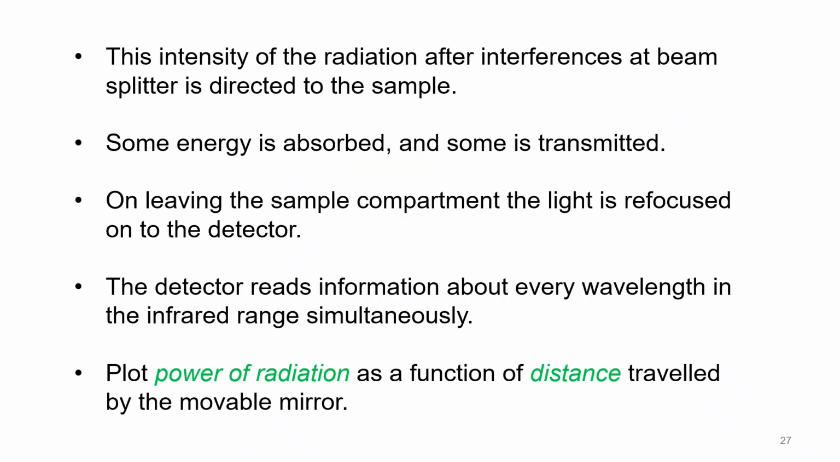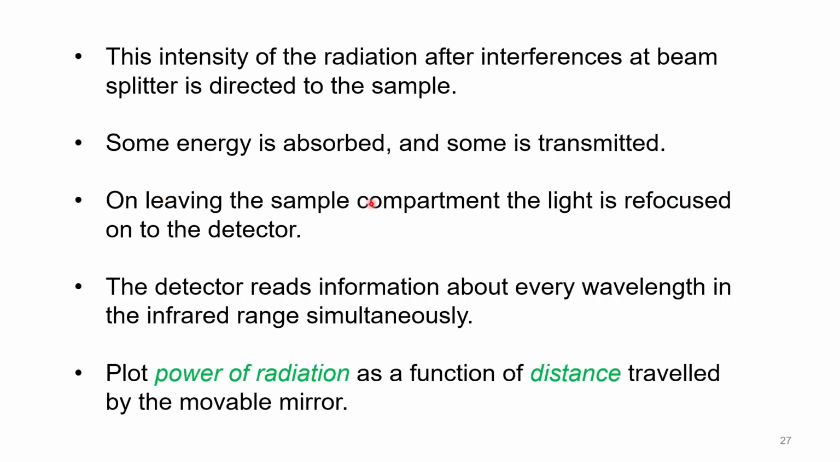By now, you should know that the interference will cause the radiations to disappear in certain wavelengths through the process of destructive interference. After the process of interference at the beam splitter, the radiations will be directed to the sample. Some energy will be absorbed by the sample and some will be transmitted.